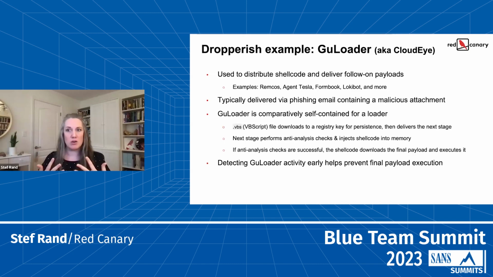So, like with crypter, detecting Goo Loader activity early or mitigating it in some way helps prevent those final payloads from being executed. Because Goo Loader on its own is not as harmful, or high risk, I guess I should say, as a lot of the payloads that it's ultimately delivering.